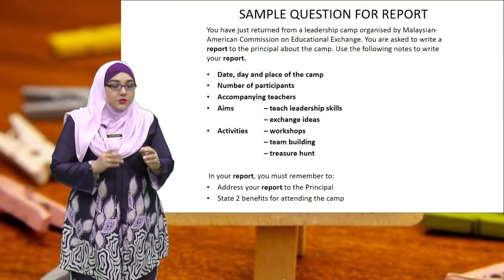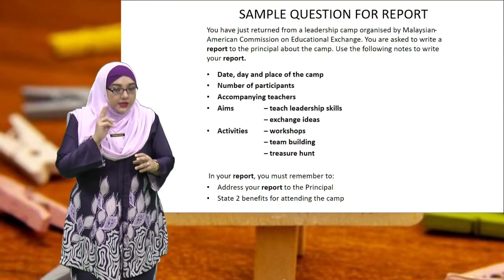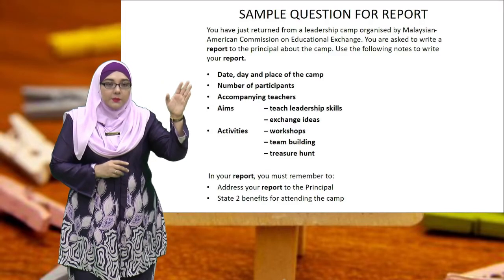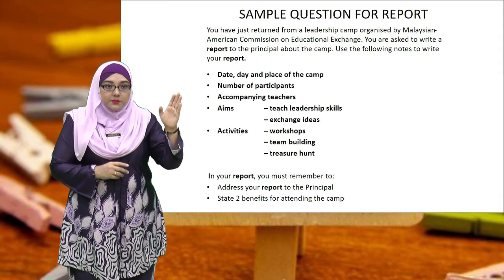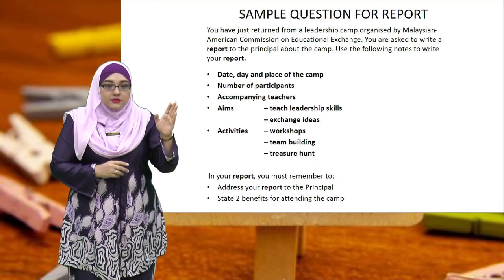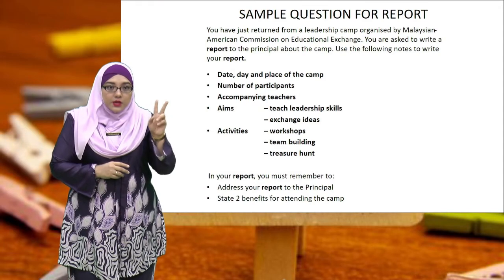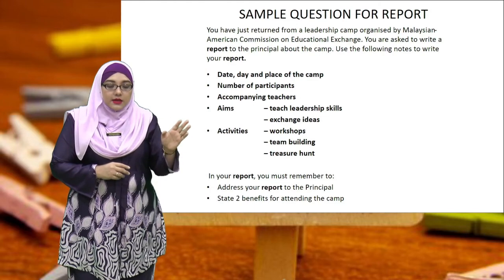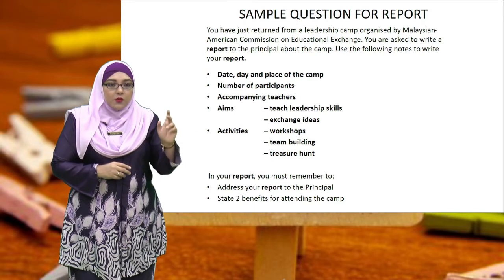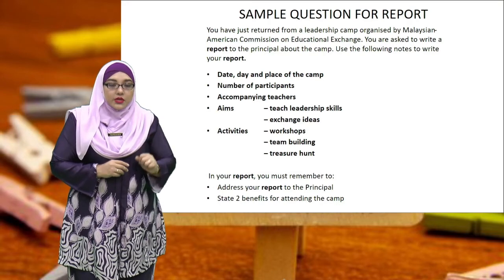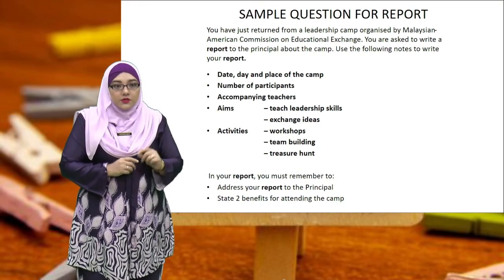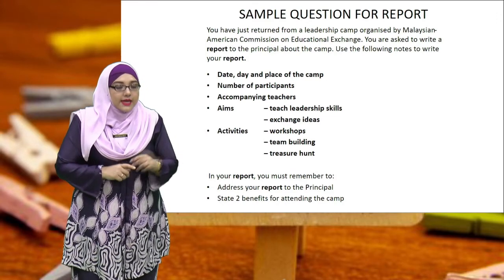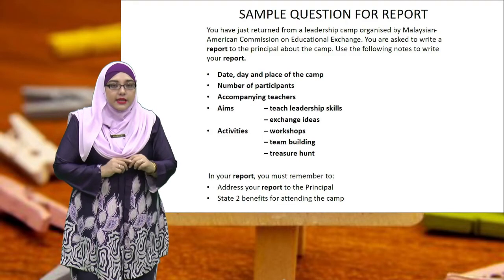Remember, how many content points do we need for DW? 12 content points. So this is the content points: date, day, and place of the camp, number of participants, accompanying teachers, aims. You are given 2 aims there: teach leadership skills and exchange ideas. And then activities. Here, 3 activities are given: workshops, team building, and also treasure hunt. Okay, so in your report, you must remember to address your report to the principal. Don't forget that. And state 2 benefits for attending the camp.